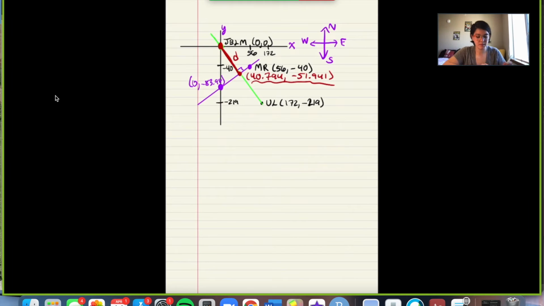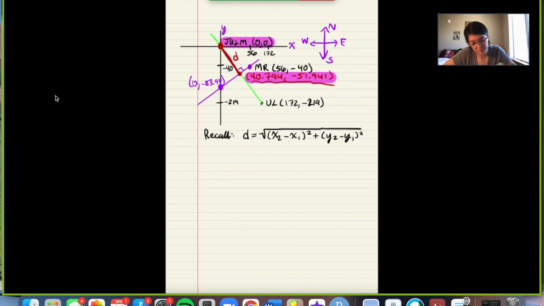Okay, so recall the distance formula in general is going to be the square root of x2 minus x1 squared plus y2 minus y1 squared, where x1, y1 and x2, y2 are two separate points. So what we'll do is we will use the origin as one point and this point that we just found as the second point.